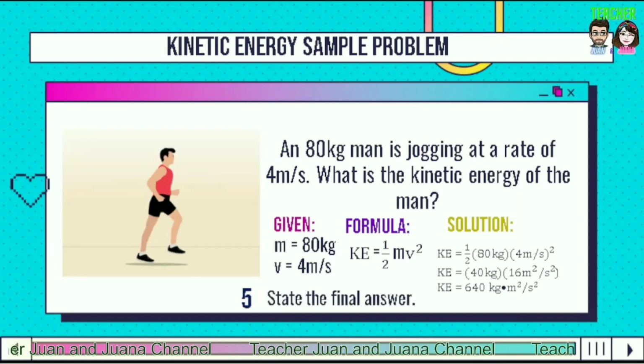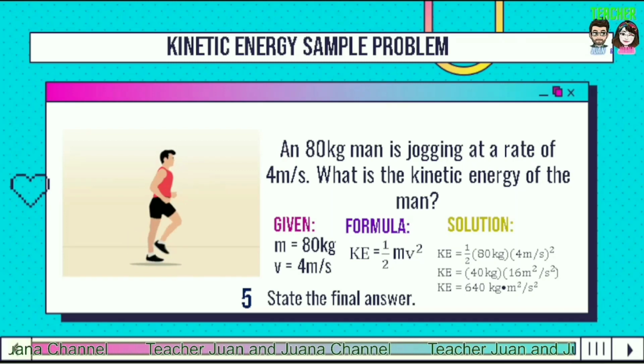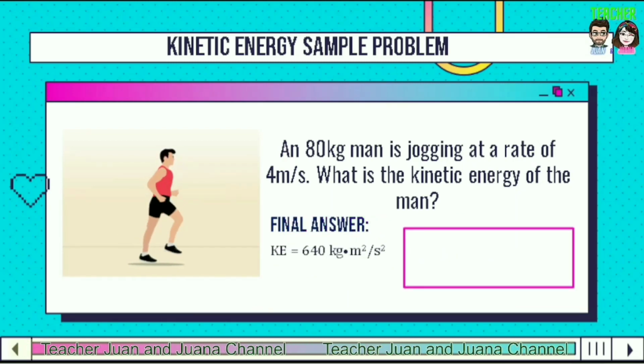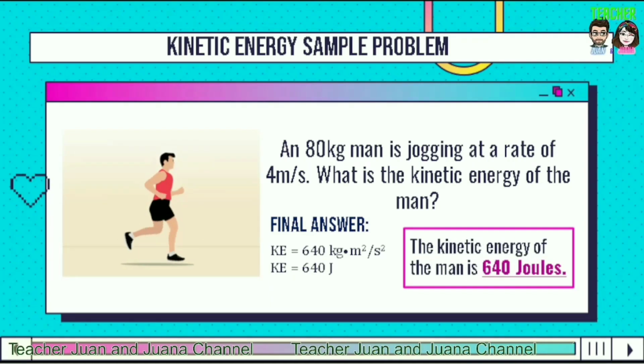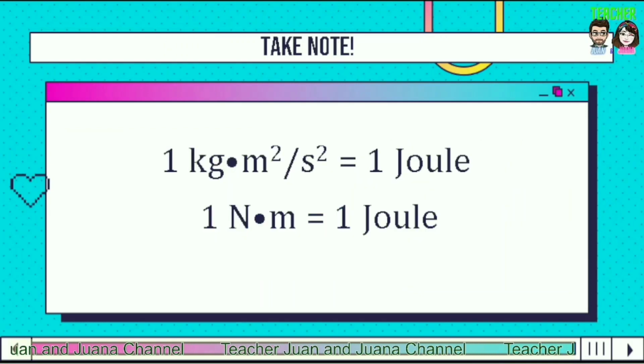Is this the final answer? Correct. It is not yet the final answer, because the unit of the final answer must be in joule. So, we need to change it to joules. Take note that 1 kilogram meter squared over second squared is equal to 1 joule, and 1 Newton meter is equal also to 1 joule.